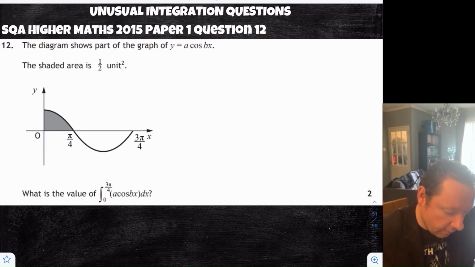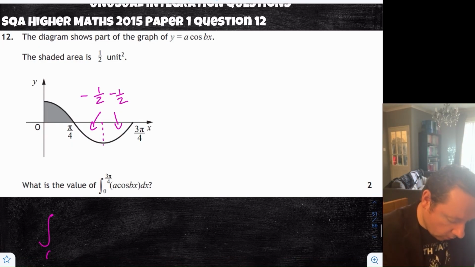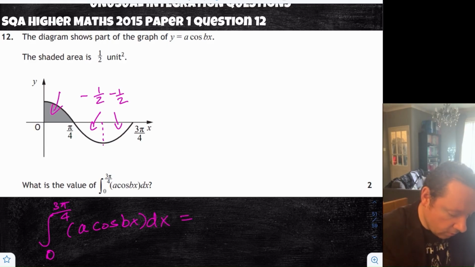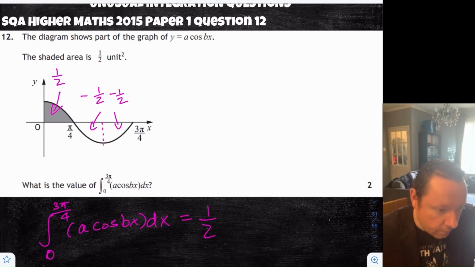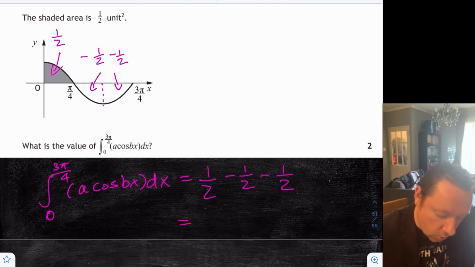So if we know that that's a half, if I draw a little line here, we know that that's also a half, and therefore that bit must also be a half. But it would be minus a half and minus a half because we're below the x-axis. So that means that our integral between 0 and 3 pi over 4 of a cos bx must equal, well, we know that's a half as well, just to be clear, it must equal 1/2 minus a half minus a half. So a half minus a half is 0, minus another half is minus a half square units. And that's it, we're done there.